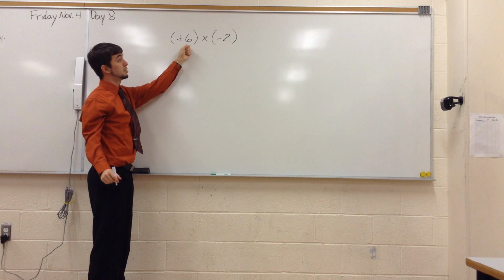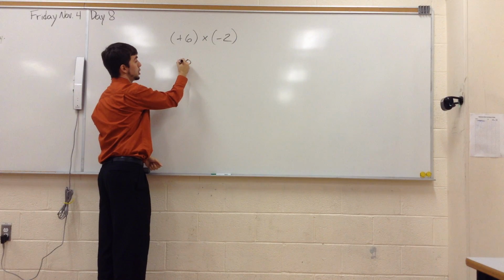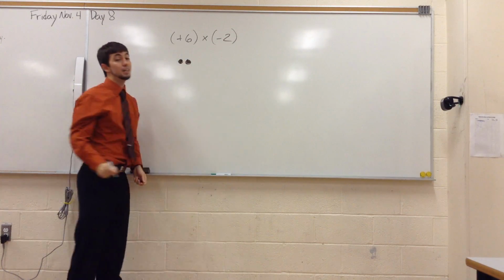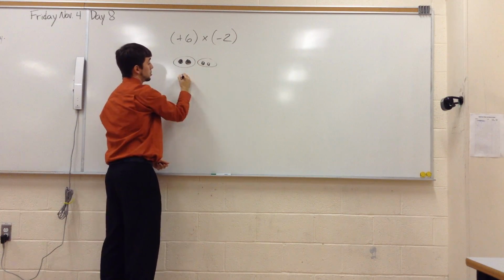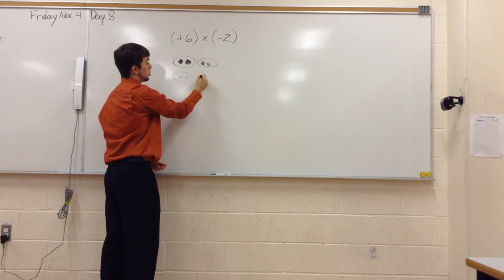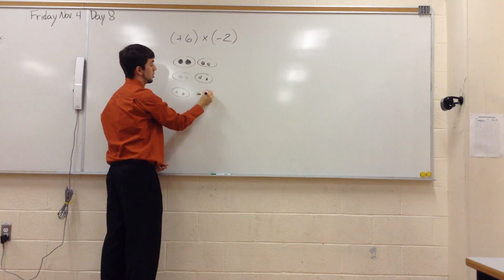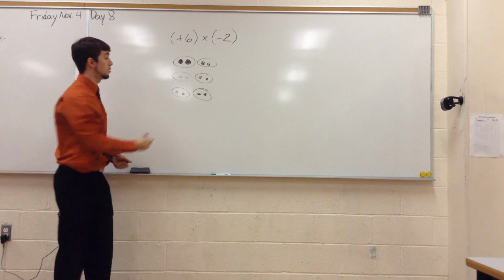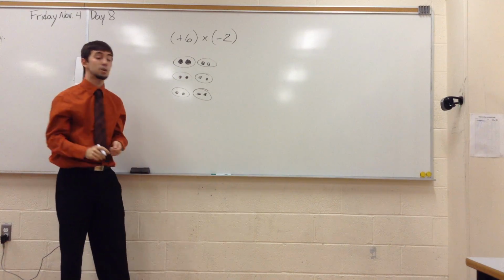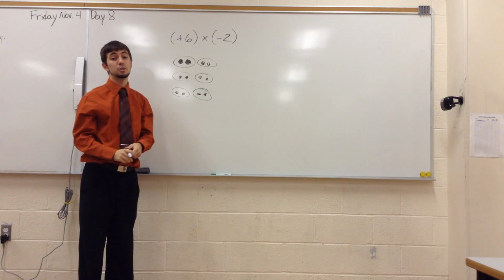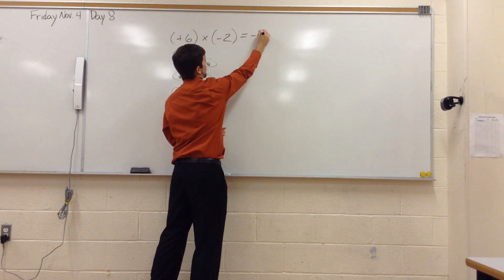So putting in 6 groups of negative 2 tiles, I've got negative 2 tiles, 2 shaded in tiles, and I want to put in 6 groups like that. 1 group, 2 groups, 3 groups, 4 groups, 5, and finally 6 groups of negative 2. They all should be shaded to signify the negative sign. If I count up how many tiles total, I have 12 negative tiles. My answer is negative 12.